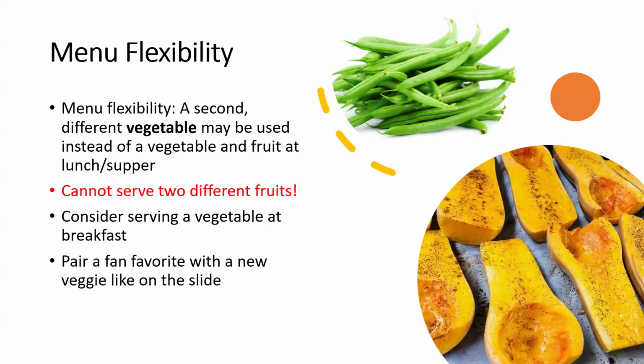You could always serve a vegetable at breakfast. That's a great way to get in another vegetable throughout the day. Or pair a favorite fruit or vegetable with maybe a new type of vegetable to the children. You never know until you try, given that children may not be exposed to a variety at home. It's fantastic when you can give a little bit more variety at your school or center.